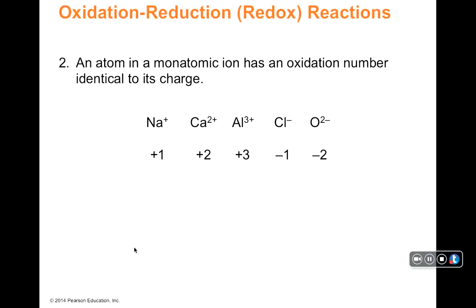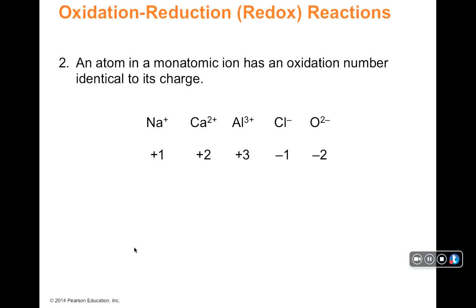An atom in a monatomic ion has an oxidation number identical to its charge, and it should also say, and its charge is equal to its group number that you know by now. So the oxidation number for sodium is +1, calcium is +2, aluminum is +3, chlorine is -1, oxygen is -2. Again, this is coming from their location in the periodic table.